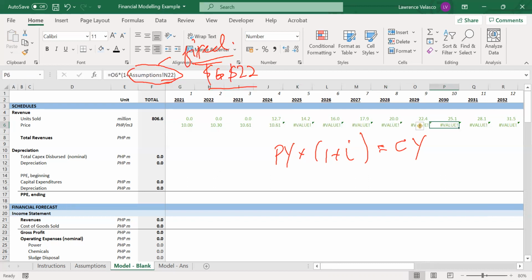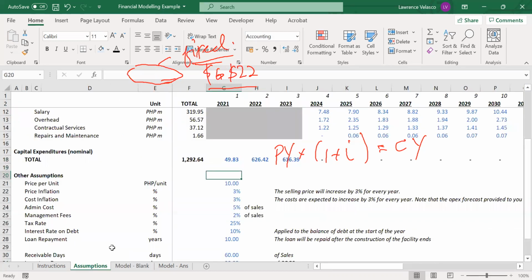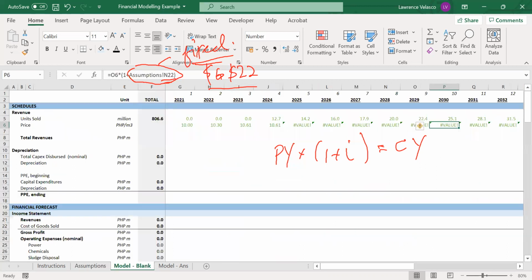In our assumption cell, there is no N22. Right? It's 0. So for us to be able to fix it, you need to have dollar signs on the G and on the 22. Whatever you put the dollar sign on is what gets fixed. So in this case, I put a dollar sign on the G, so the column is fixed. And then I put a dollar sign on the 22, which means the row is fixed.